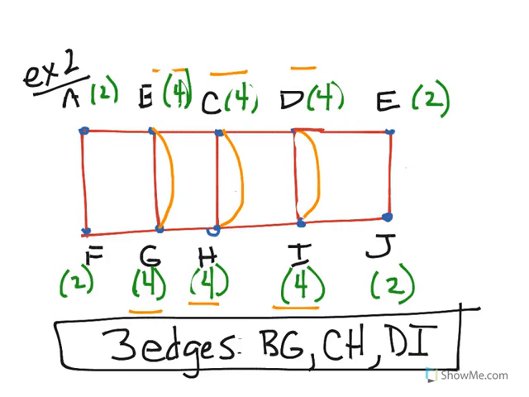Now, you may have drawn those edges differently. You may have drawn B to C, for example, or H to I. That's okay, as long as you name your edges the way you did them. You should still have 3 edges that you added to Eulerize your graph.